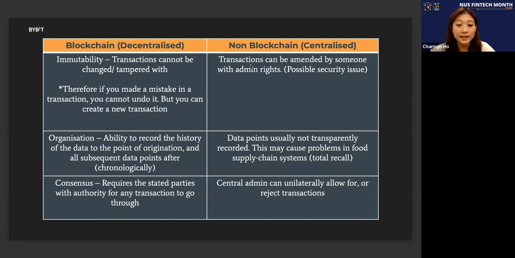This exposes the system to individual actor risks where anyone with admin rights and malicious intent can manipulate the system. Secondly, since all blocks are linked from point of origin, data is organized transparently in chronological order. And this can include data from multiple parties and entities. So it will still all be automatically organized because of how blockchains are. Whereas on a non-blockchain, data is not usually transparently recorded, especially when it involves multiple parties and entities, because they will usually rely on humans for the liaising, coordination, and data input. So usually it gets really messy.